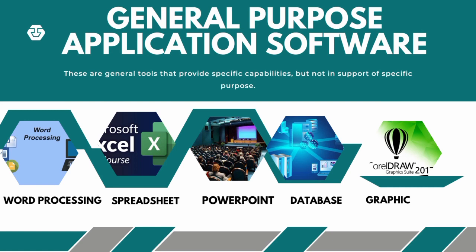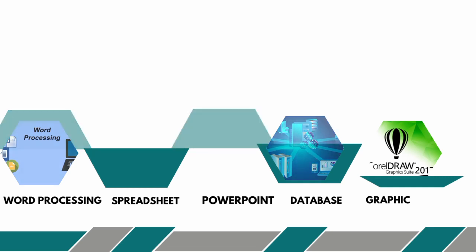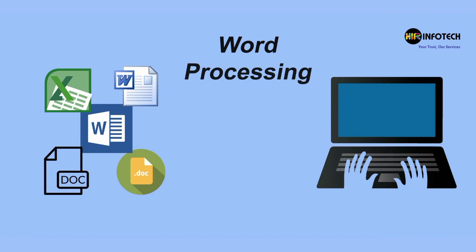Now, general purpose application software are general tools that provide specific capabilities but not in support of specific purposes. What does that simply mean? It means that application packages are programs that are developed by software firms and made available to the general public for solving their basic needs. And you have word processing package, spreadsheet, database, graphics, games and the likes.